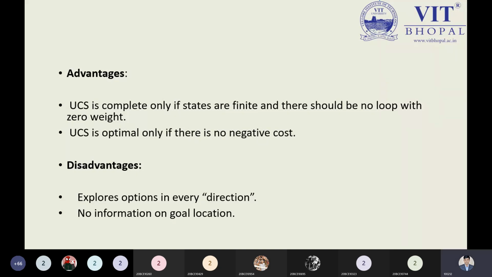And what are the disadvantages? Explore options in every direction. That is the point. Why is it saying this to us? Because you have to find all the possible paths. We have to measure all possible paths. That is the reason it will take much time. So computation cost will be high here. That is the point.